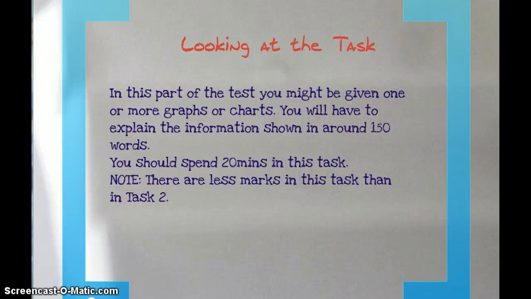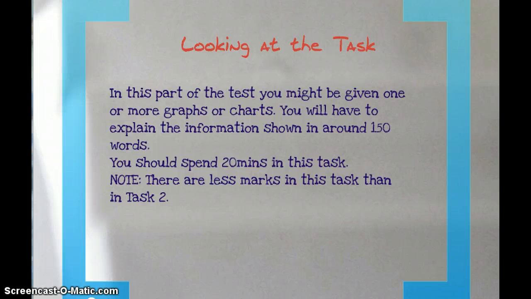When we're looking at task 1, in this part of the test, you might be given one or more graphs and/or charts, and you have to describe them, okay? You have to explain the information, you might have to compare and contrast different graphs, different information, all right? And it should be done in around 150 words.